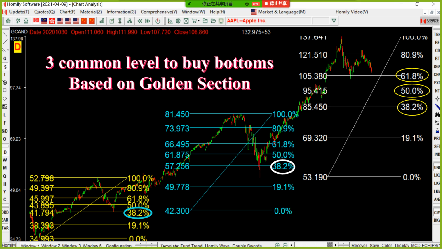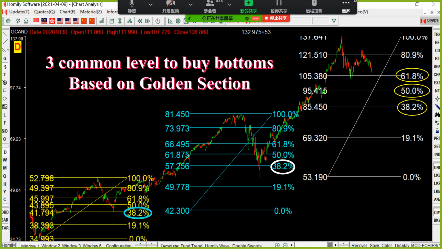We know that after iPhone 12 was released, the share price dropped. And I also shared with you, after the stock split, the share price also dropped. So remember, if you only buy or sell on the news, it's not very good.